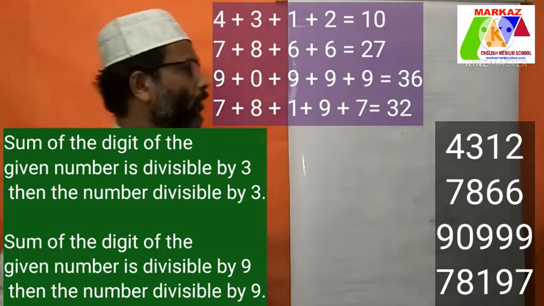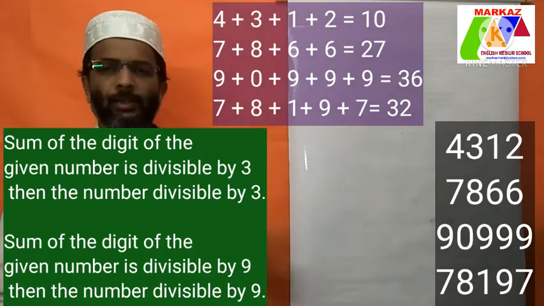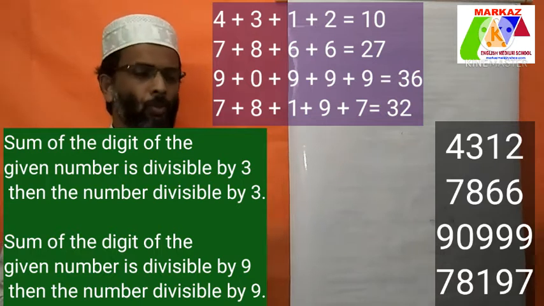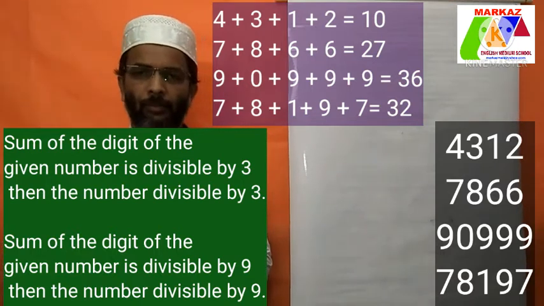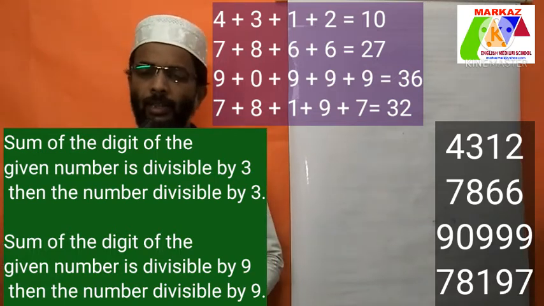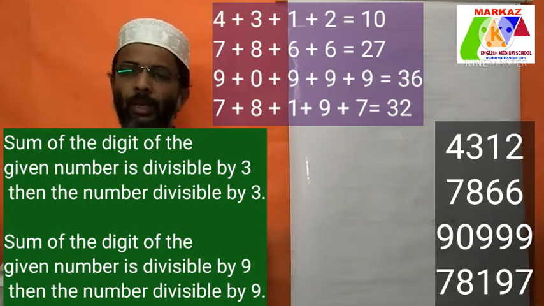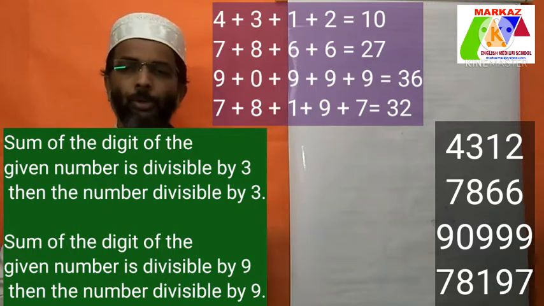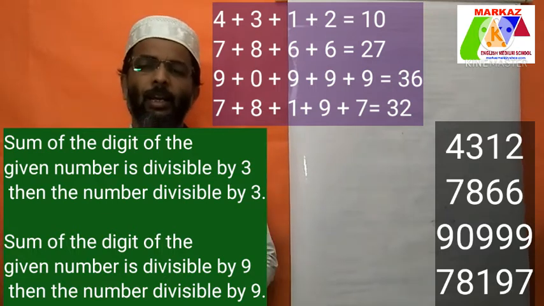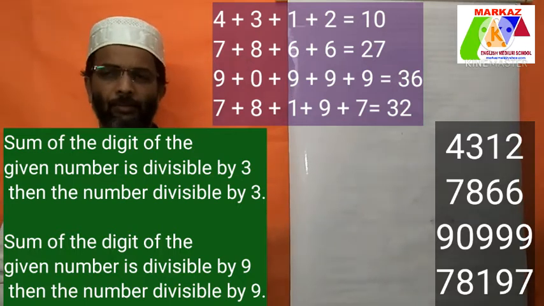Let's check. First question: 4 plus 3 plus 1 plus 2 is equal to 10. The total is 10, not divisible by 3 and 9. Second one: 7 plus 8 plus 6 plus 6 is equal to 27. Yes, 27 is divisible by 3 and 9.